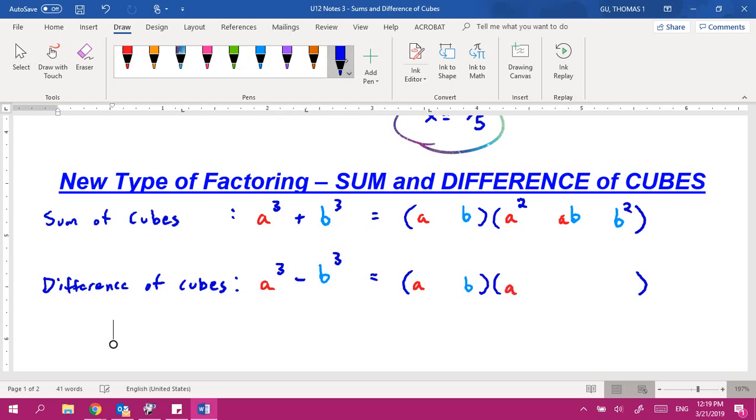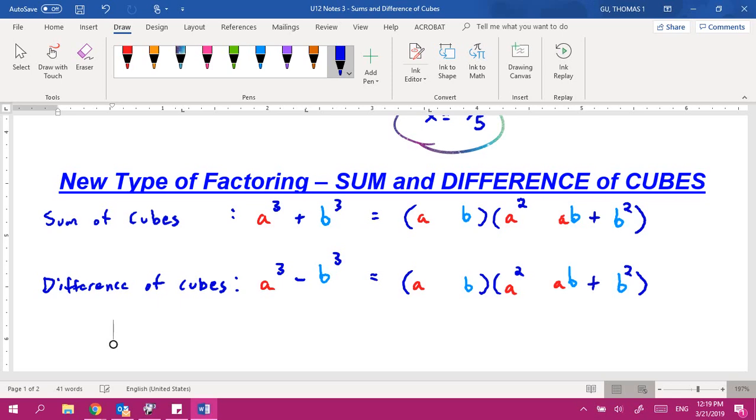I'm going to show you the only difference here. Notice how all the terms are the same, right? The only difference is the signs. So I'm going to show you a good way to remember which sign goes with which formula. The last sign, in between the AB and B squared, is always going to be a plus sign. Always a plus sign.